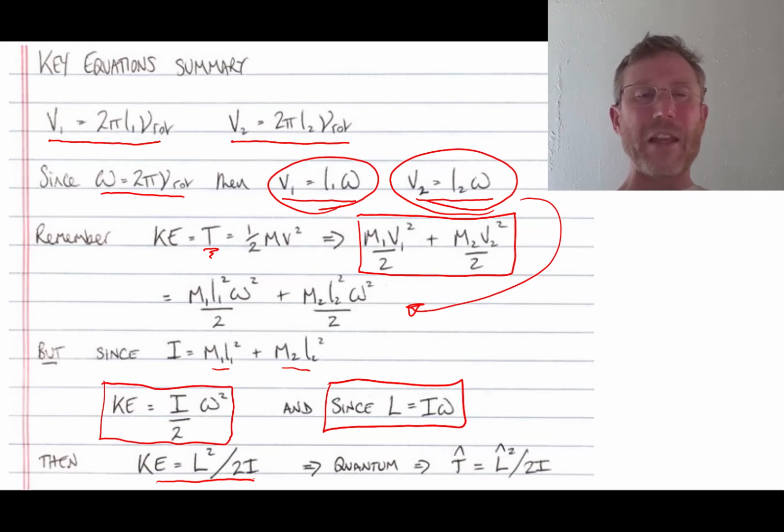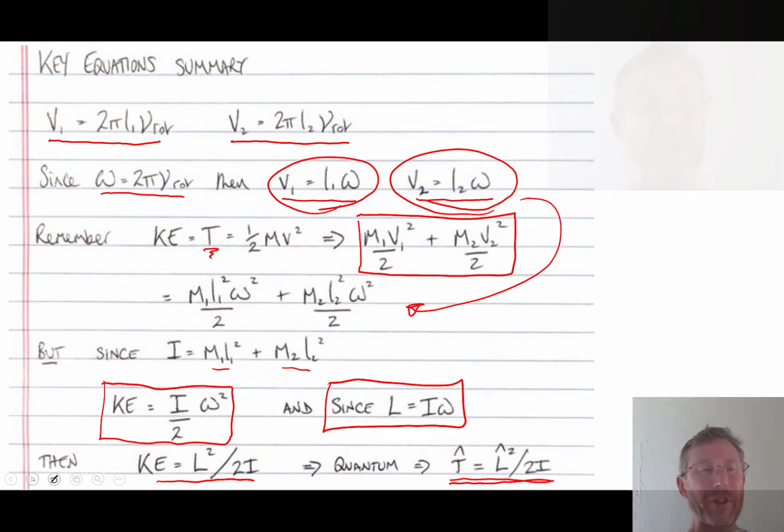So these are the key equations. And of course, the next thing that we would be doing is saying, okay, what do we need to plug in order to get our quantum mechanical operator? And so we could write down T hat equals L hat squared over 2I.